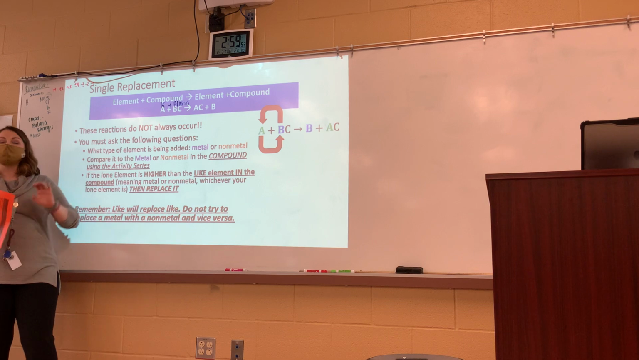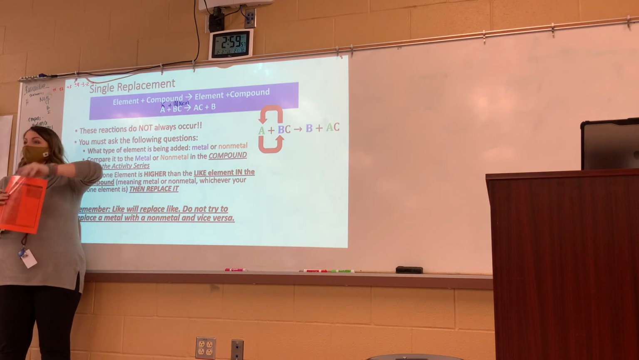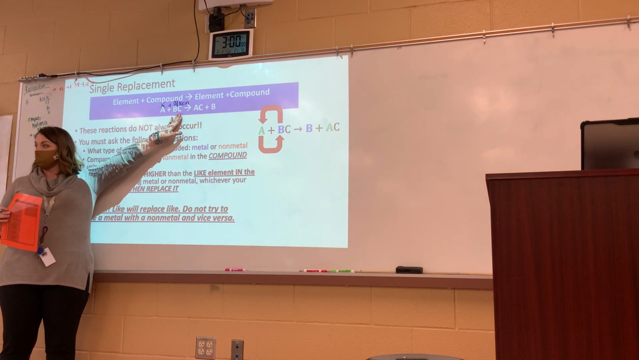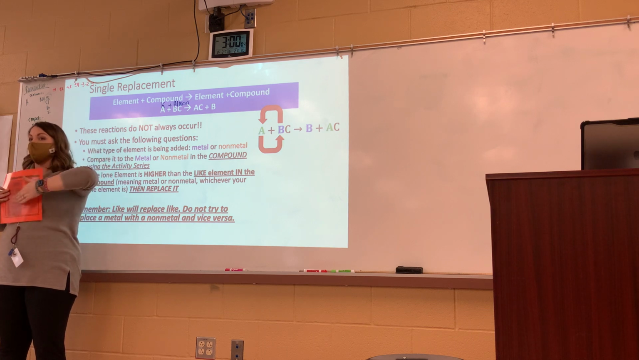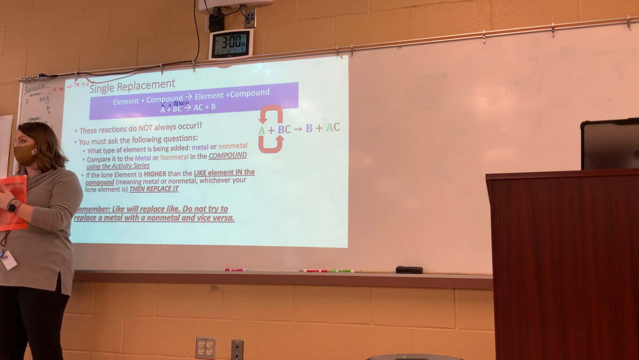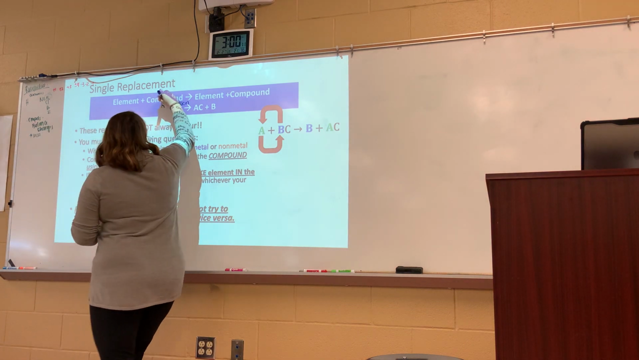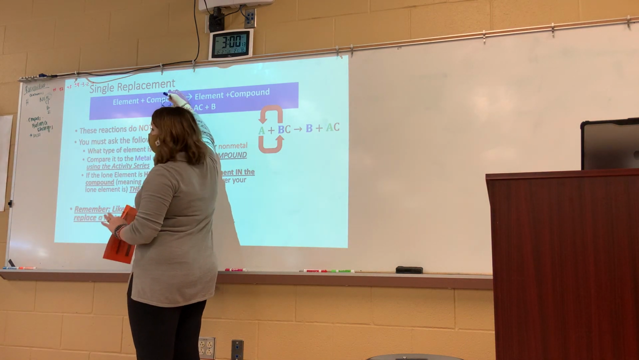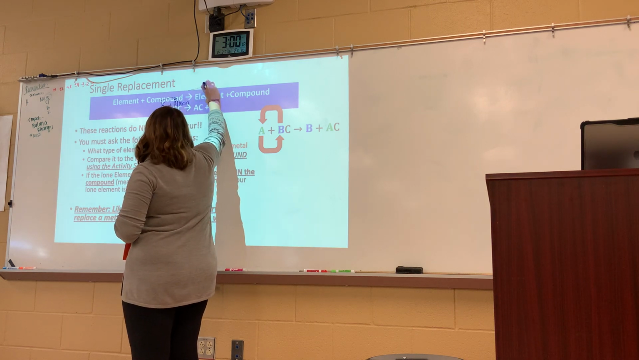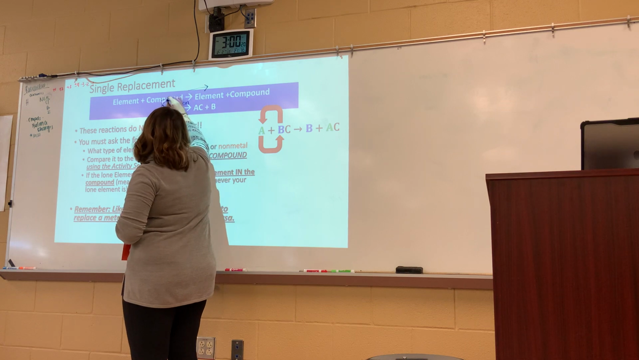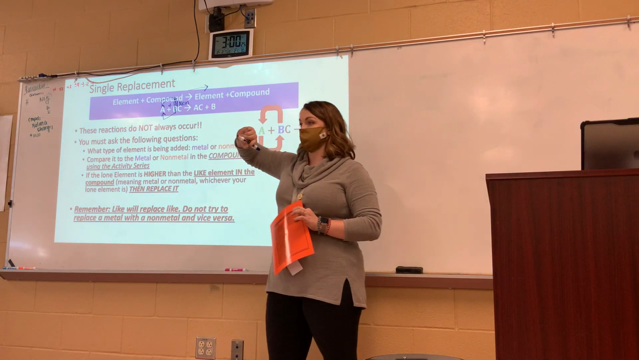you would be looking at K and saying, okay, K is a metal. So I need to find the metal in the compound, okay? So I'm comparing K with Al. Which one is higher on the list? Potassium. If potassium is higher on the list, that means potassium is going to beat aluminum out. So the reaction will happen, and K will take aluminum's place and switch it out.